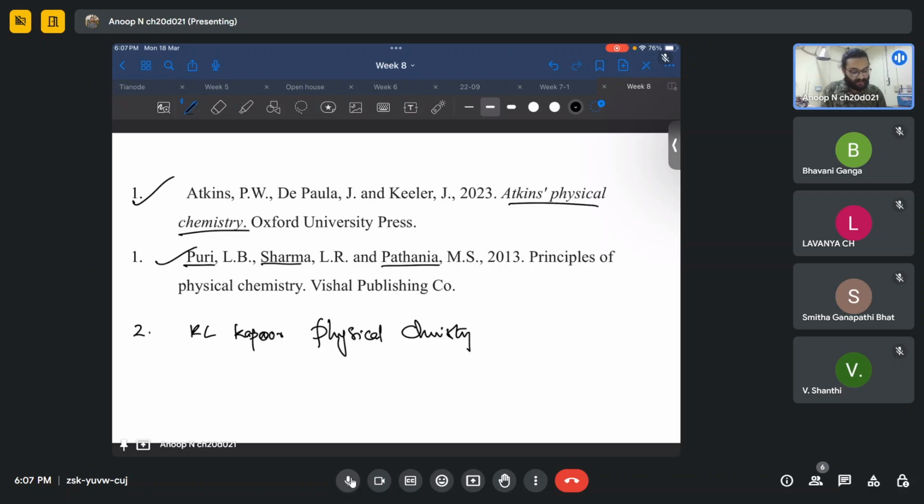Atkins is a very standard textbook from Oxford University Press, so try to read Atkins. For simple understanding, use the textbook Puri and Sharma. I think all chemistry students may know that textbook.